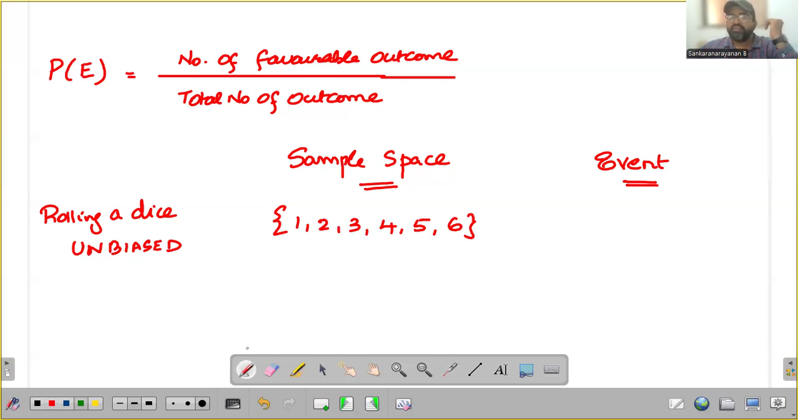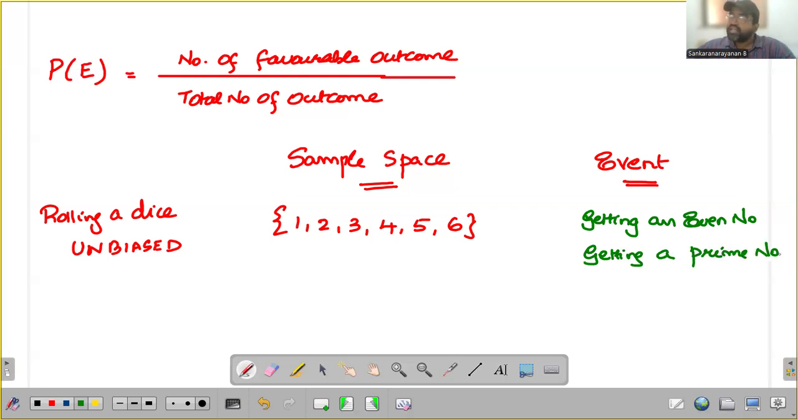Now, within the sample space, you will be defining a particular event. It will be like, say, getting an even number when you are rolling a dice. Getting an even number is an event which I am defining. Getting a prime number is another event which I am defining. Like this, I can define various events when I am performing this experiment. So probability basically tries to quantify the chance of occurrence of an event. It puts it in numbers. I hope it is clear to you.